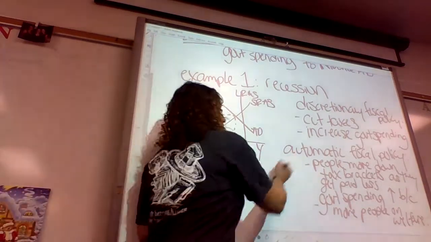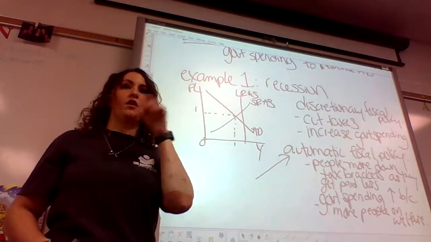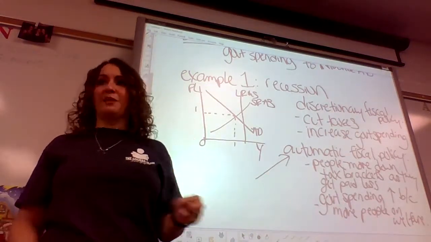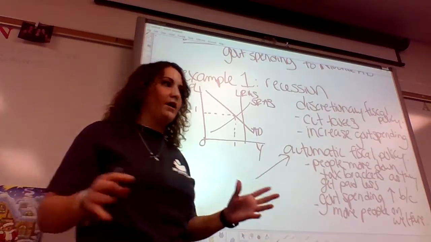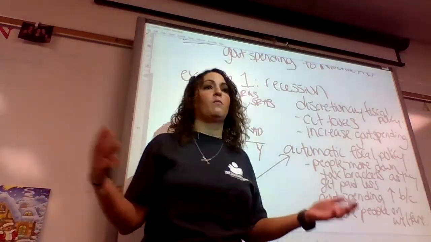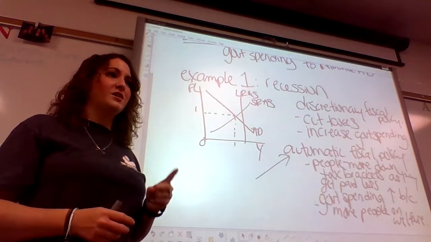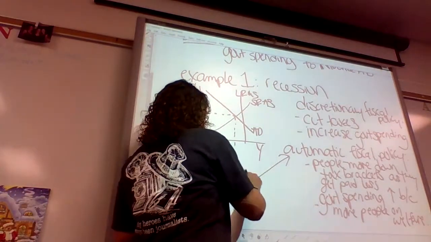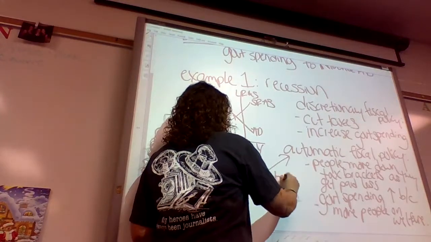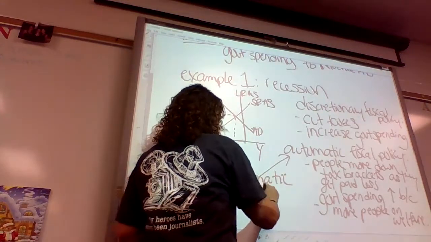Okay, these are also called, I don't know if you have room to put "also known as," automatic stabilizers. So it stabilizes aggregate demand automatically. So it could be called automatic fiscal policy, but there is an automatic monetary policy. We just haven't covered it yet. And it's just automatic stabilizers.